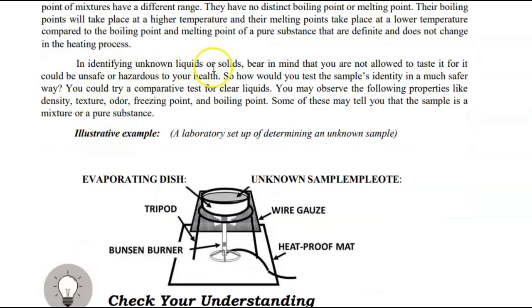In identifying unknown liquids or solids, bear in mind that you are not allowed to taste it for it could be unsafe or hazardous to your health. Bawal tikman kasi hindi mo alam kung nakakalason or hindi. So, it's very hazardous to your health. So, how will you test the sample's identity in a much safer way? You could try a comparative test for clear liquids. You may observe the following properties like density, texture, odor, freezing point, and boiling point. Some of these may tell you that the sample is a mixture or a pure substance.